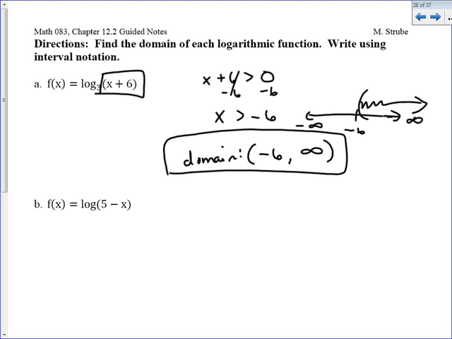So for B, when you think about logs, what you're taking the log of has to be positive. Can't even be 0. Has to be positive. So whatever I'm taking the log of, which is 5 minus x, has to be positive. This is by far the most missed drill question on the 12.2 drill, is find the domain. Set what you're taking the log of greater than 0 and solve. So I'm going to subtract my 5. So I have negative x is greater than negative 5.